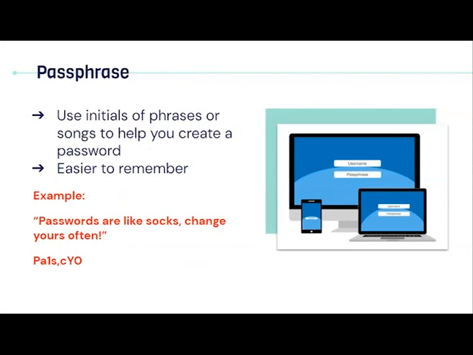Up next is passphrase. You want to use essential initials of phrases or songs to help you create a password, as it's easier to remember. For example, my phrase is, passwords are like socks, change yours often. As you can see, I used the first letter of each word to create my password. I made some characters uppercase, some lowercase. I added a number, and I added a special character, which is the comma.